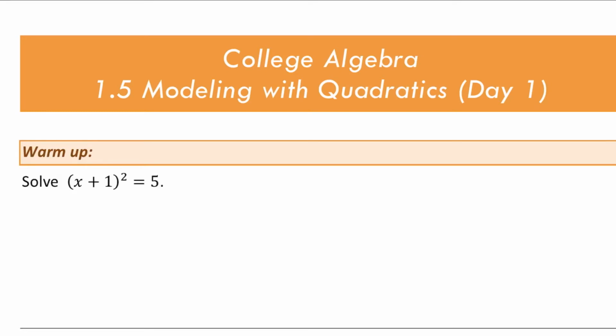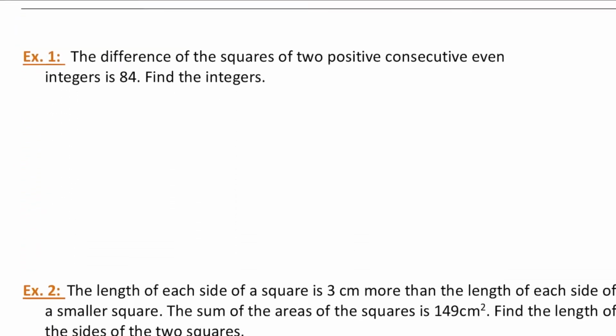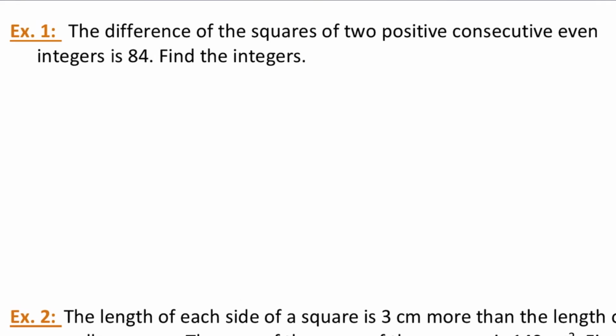We are going to solve some word problems with quadratics. So we did a whole bunch of linear ones. Today we're going to use some of your quadratic equation solving skills. So we have the difference of the squares of two positive consecutive even integers is 84.